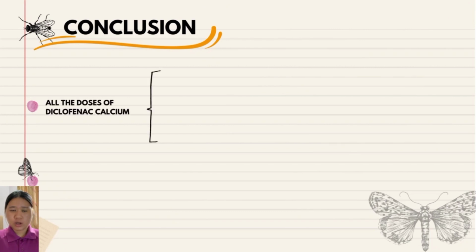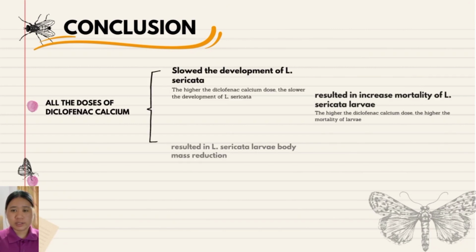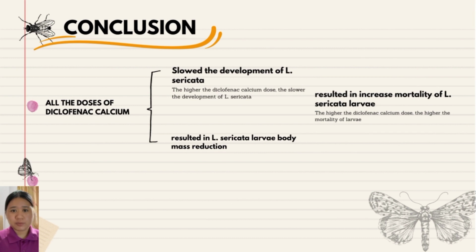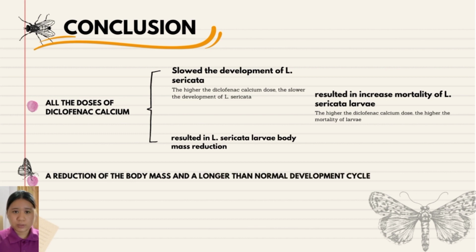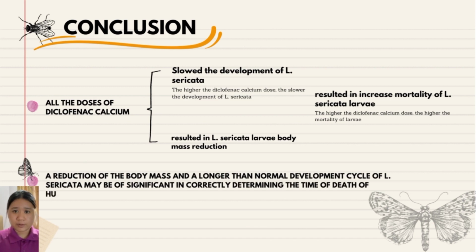So in conclusion, all the doses of diclofenac calcium slowed the development of L. sericata. The relationship found was the higher the diclofenac calcium dose, the slower the development of L. sericata. Next, it also resulted in the increase of mortality of L. sericata larvae. The relationship found was that the higher the diclofenac calcium dose, the higher the mortality of larvae. And lastly, it resulted in L. sericata larvae body mass reduction. A reduction of the body mass and a longer than normal development cycle of L. sericata may be of significance in correctly determining the time of death of humans or animals in cases of diclofenac overdoses.